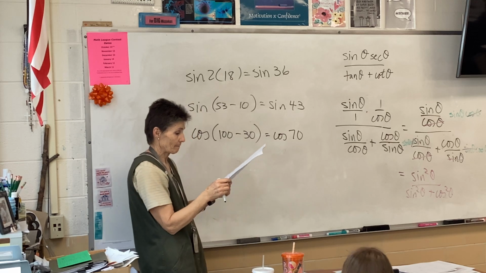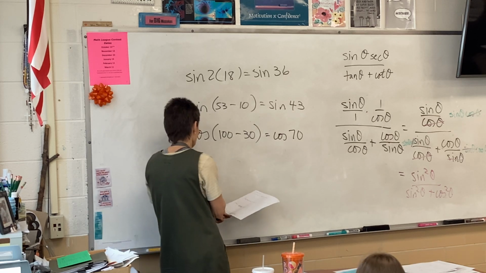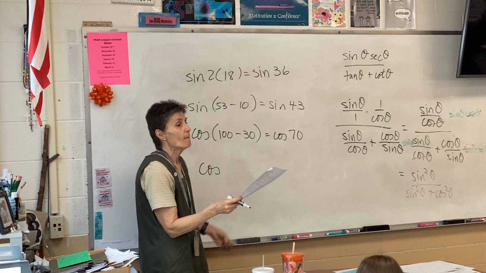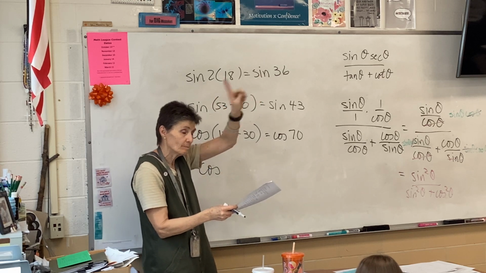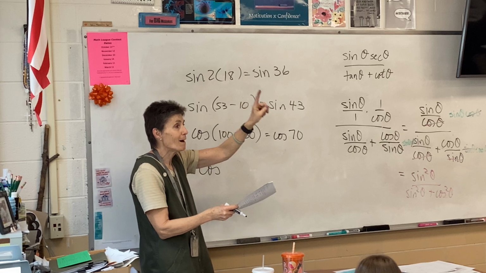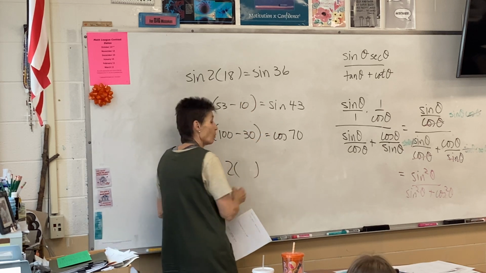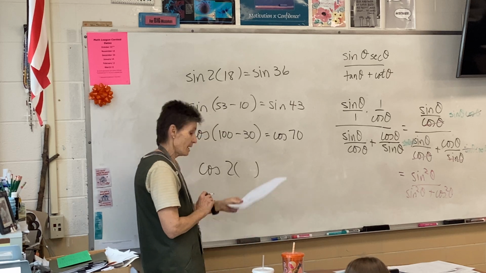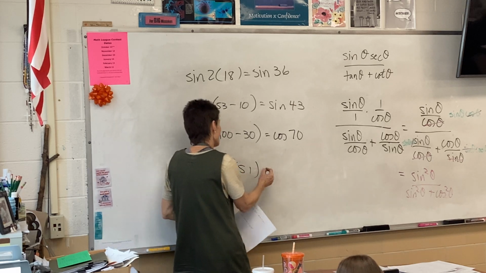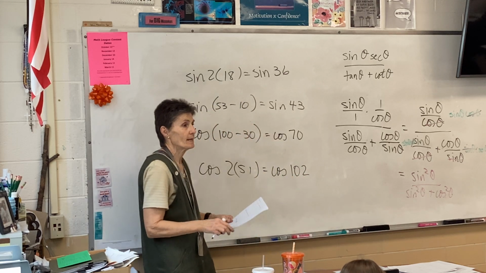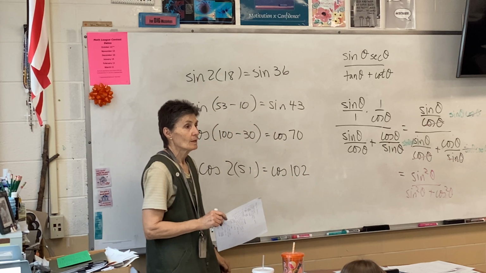Next one's cos 102. Cosine squared minus sine squared. Be careful. Cosine squared minus sine squared is cosine of twice the angle, and the angle is 51, so it's the cosine of 102.